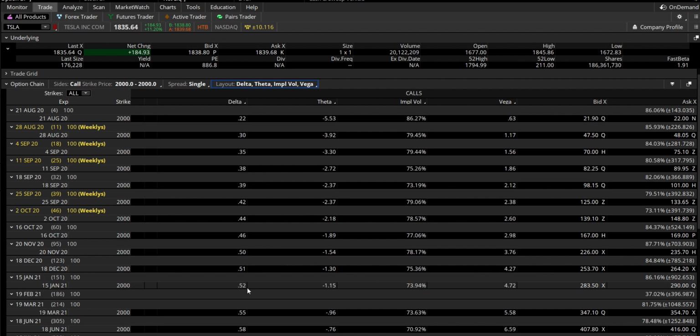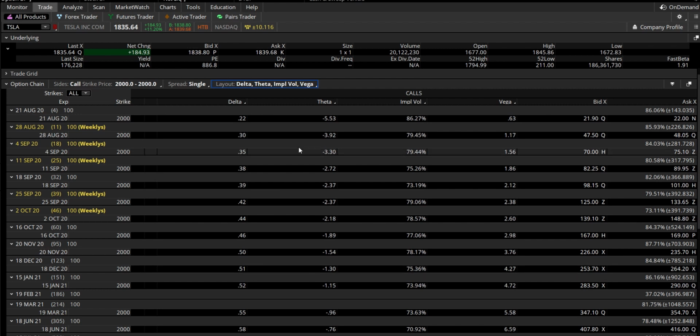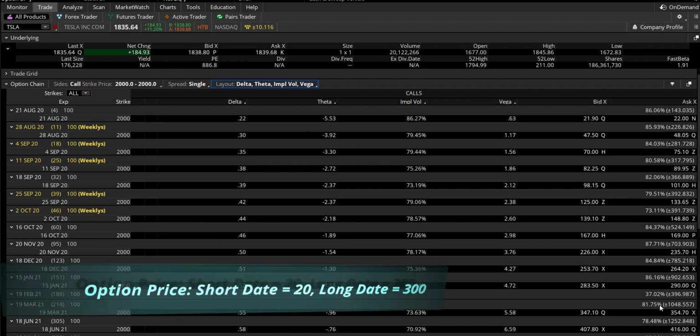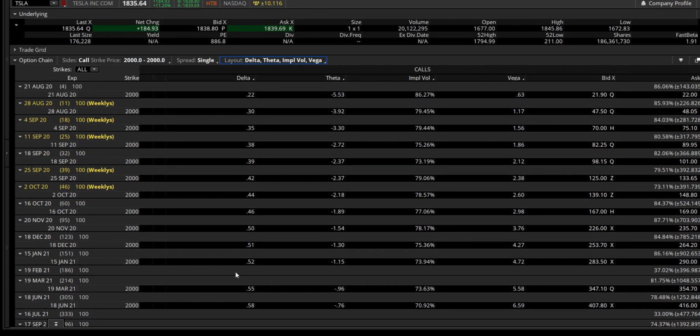But here's the problem with that. Longer dated option is going to cost $300. The shorter dated option is $20. Long dated is $300, the short dated is $20. So obviously you'd like to pay $20 instead of $300. So you've got to balance the two out. Are you comfortable only making 22 cents on the dollar for a short dated option versus a long dated option? So you have to decide whether you're willing to accept it.